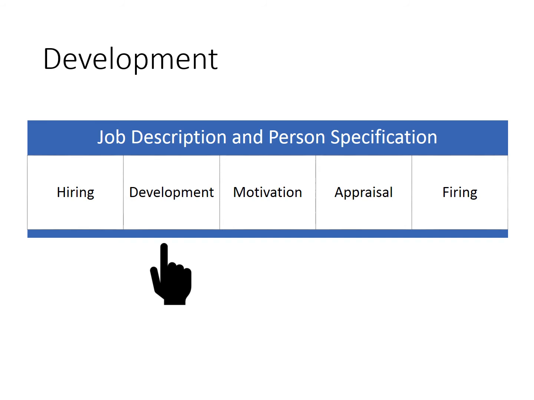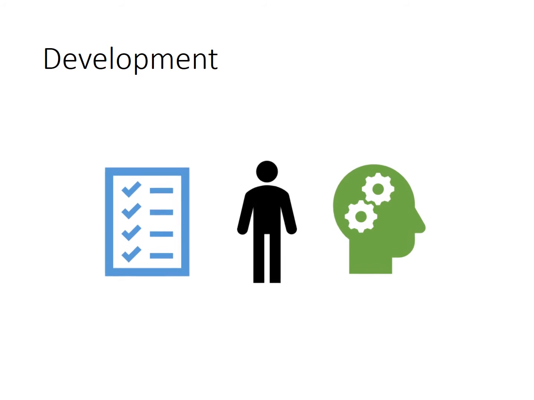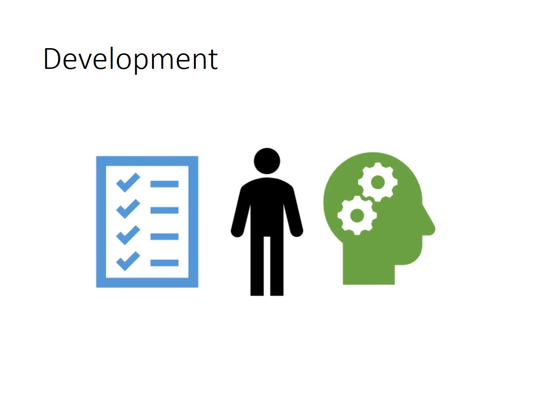So now we move on to development. How can you use a job description and person specification when we're looking at development? And this one's quite an easy one. When looking at development, we're basically looking at growing all 3. So all 3 grow equally there. The job grows, the person grows, and therefore the person specification.